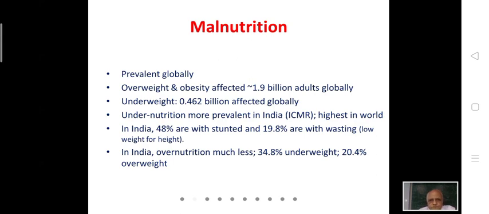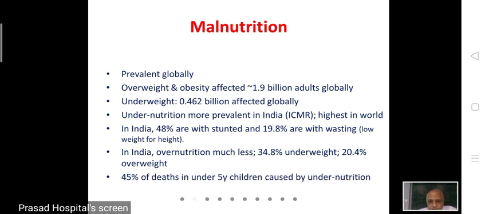35%, one-third of the population. This is the statistics of India and the world. And 45% of deaths in children under 5 years of age are caused by undernutrition. This is causing concern that almost 45%, almost 50% of under-5 children die because of undernutrition. So for that reason, your knowledge regarding it while treating a patient is important.